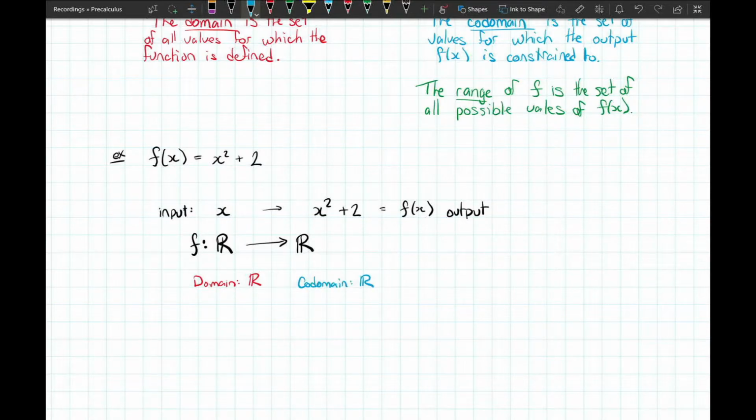That only describes the type of number that we can get as output. In reality, not every value in our codomain is possible. The only possible values of f of x are values of x squared plus 2, which is greater than or equal to 2. So we could write that in interval notation. Our range is simply the subset of real numbers from 2 inclusive to infinity, with infinity always using a round bracket.